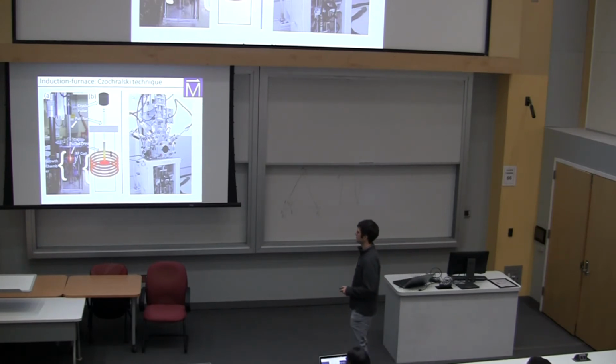So you make this puddle of liquid metal, whatever you're trying to grow, and then what you'll do is you'll insert into it something that's not going to melt in the liquid metal, dip it into the liquid metal, and then slowly pull it out. And in so doing, you can extract a single crystal grain sometimes. It's hard.